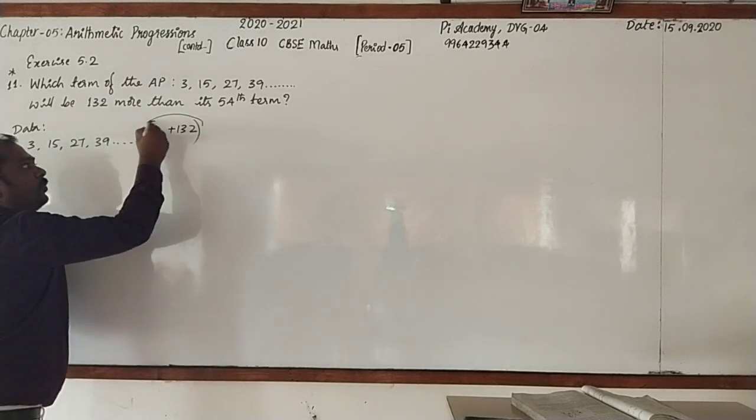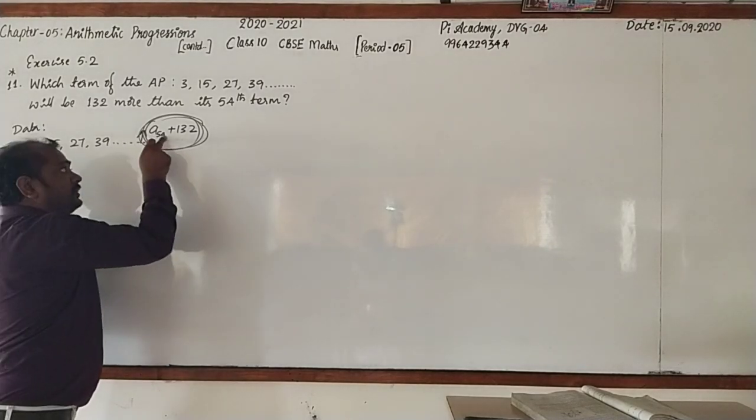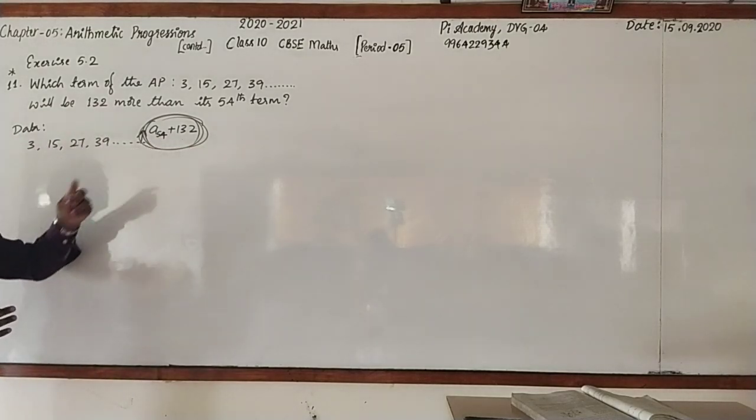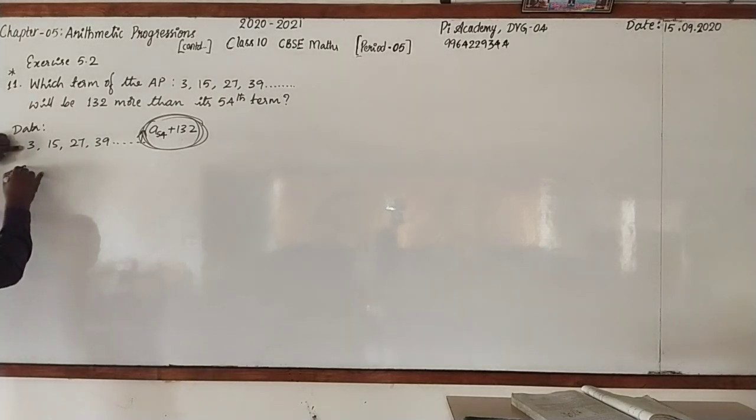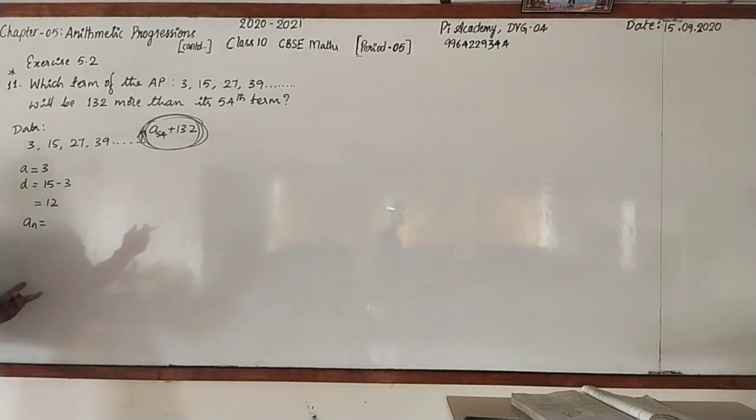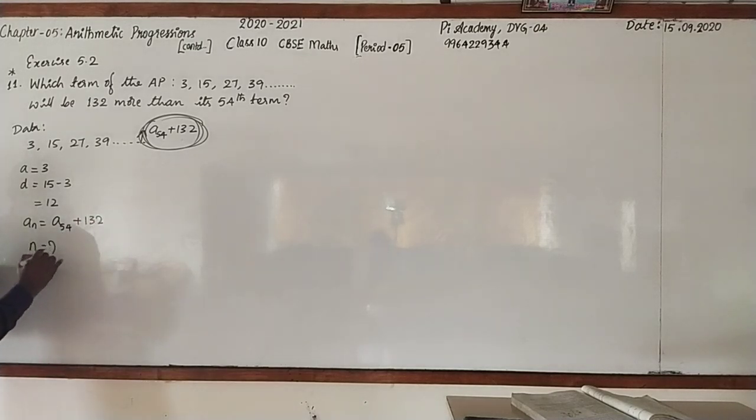Right? Then what does it represent? It is a term which is going to be found out, and this term is nothing but the last term. Hence you can call it An. Hope that you have understood. Observe it. Here the first term is 3. Then the common difference, a2 minus a1, 15 minus 3, is 12. Then An has been taken as 132 more than the 54th term, as the last term. It is a54 plus 132. Then you are going to find out n.